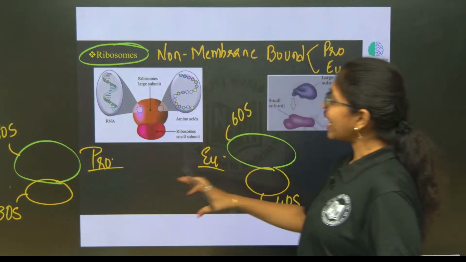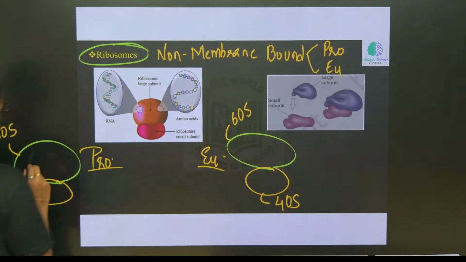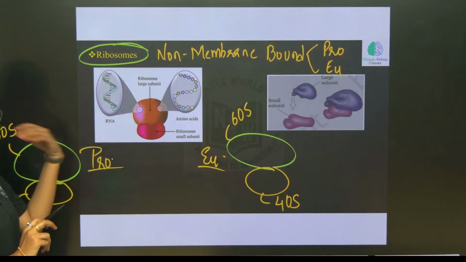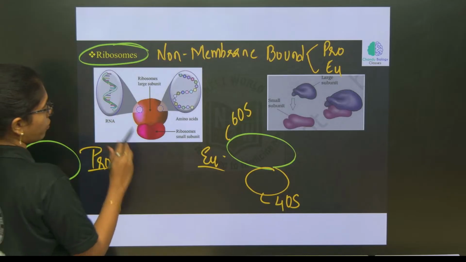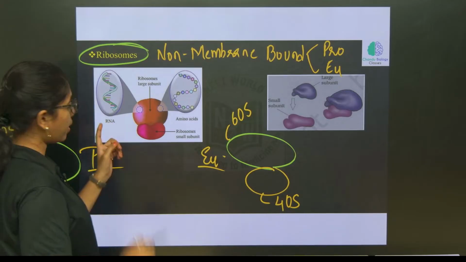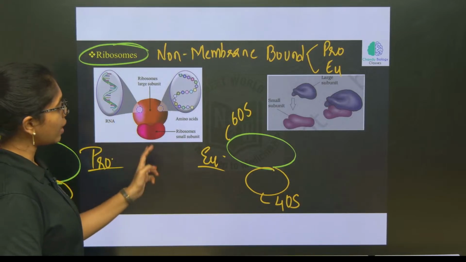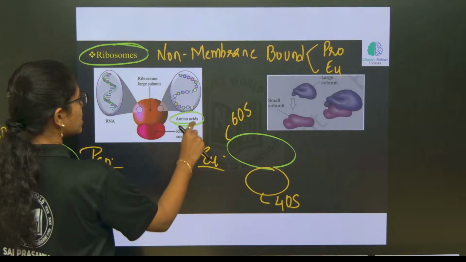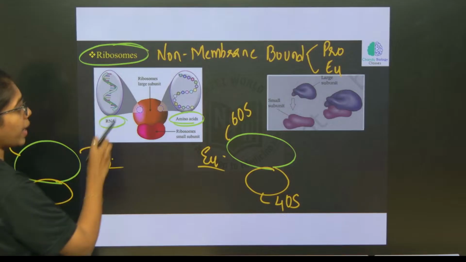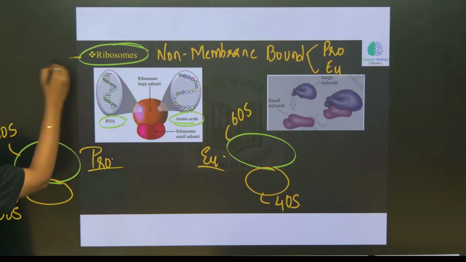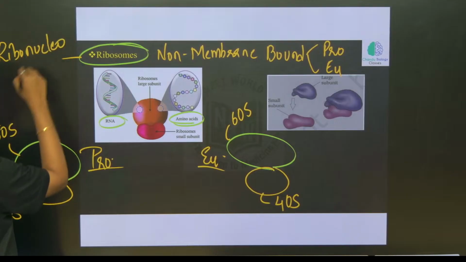Okay. So, inside each ribosome it has what? RNA and proteins. Both the ribosomes, be it in prokaryotic cell or eukaryotic cell, ribosome is composed of ribonucleoproteins, ribonucleic acid, right, RNA, and proteins, amino acids and RNA. So, these ribosomes are what? Ribonucleoproteins.